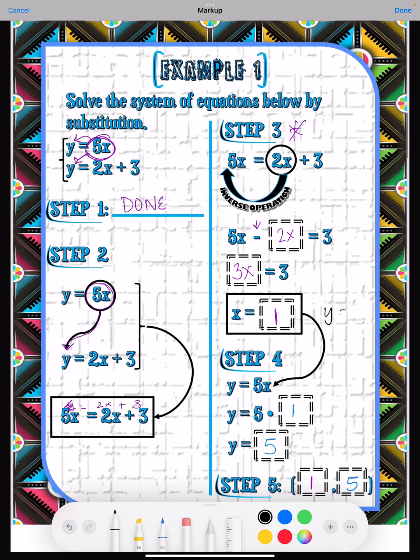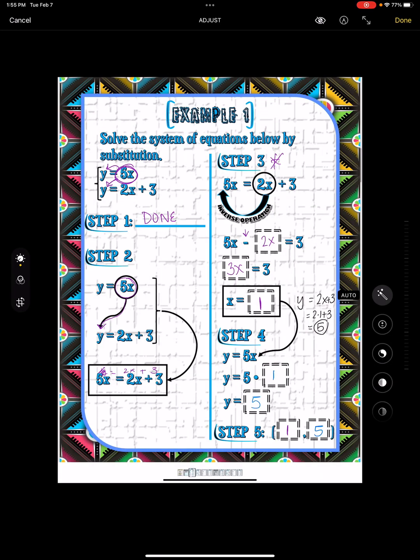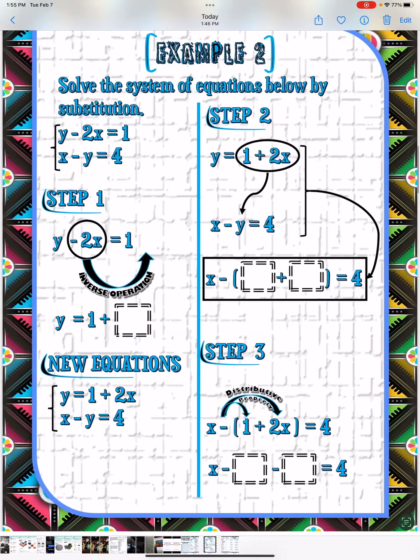If I would have used this equation instead and plugged in 1, I would have got 2 times 1 plus 3, which is also 5. So it truly doesn't matter which one you use. Just pick the one that looks easiest to you. Okay, that was example 1. Now we're looking at example 2.